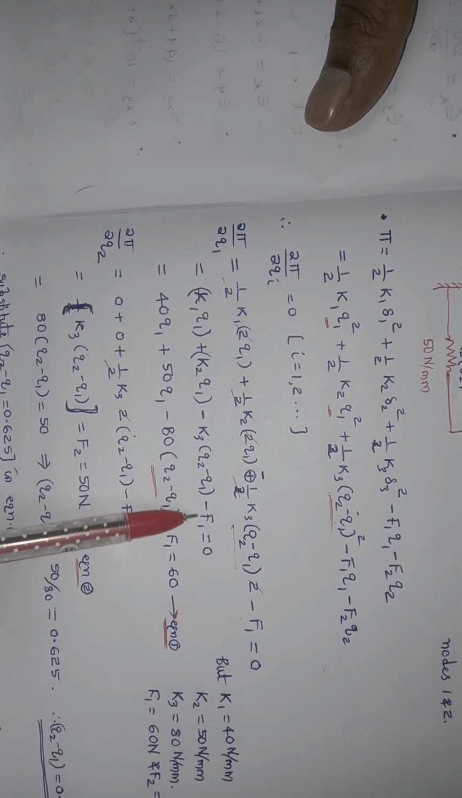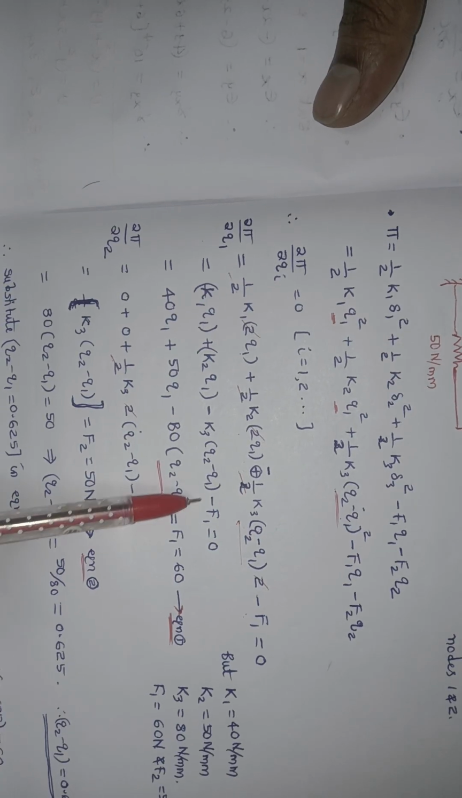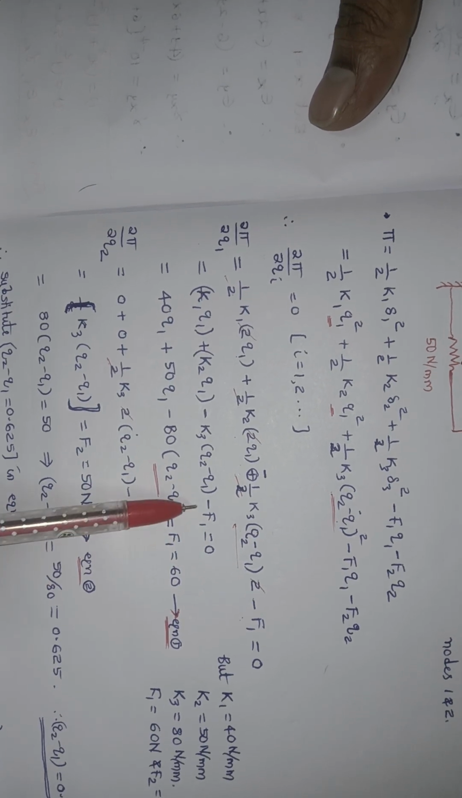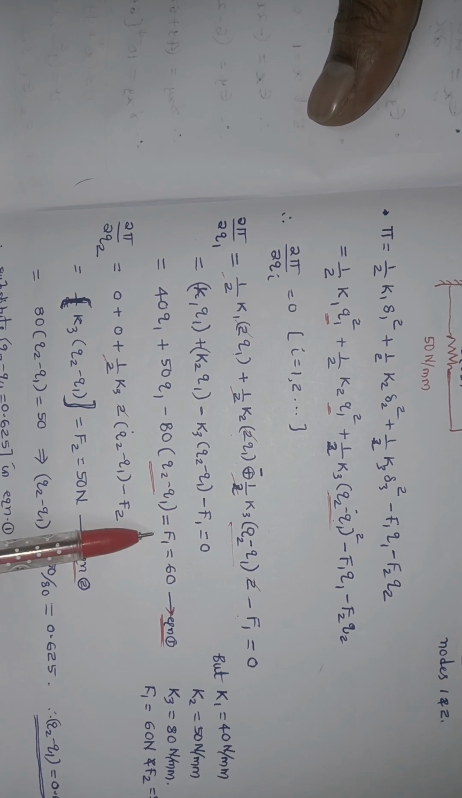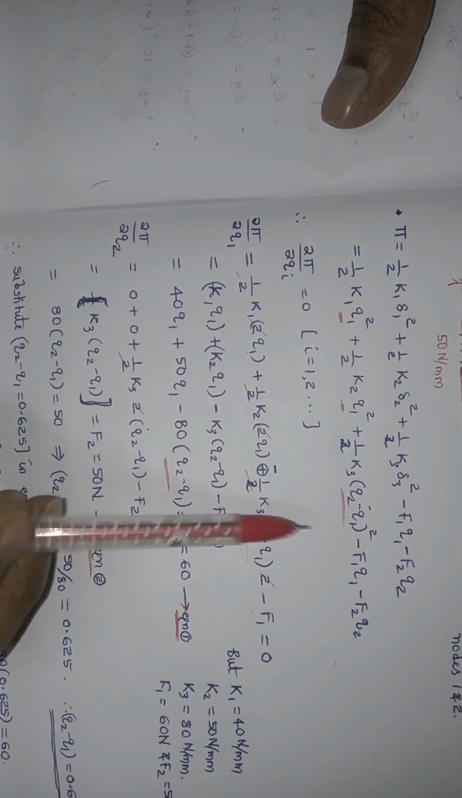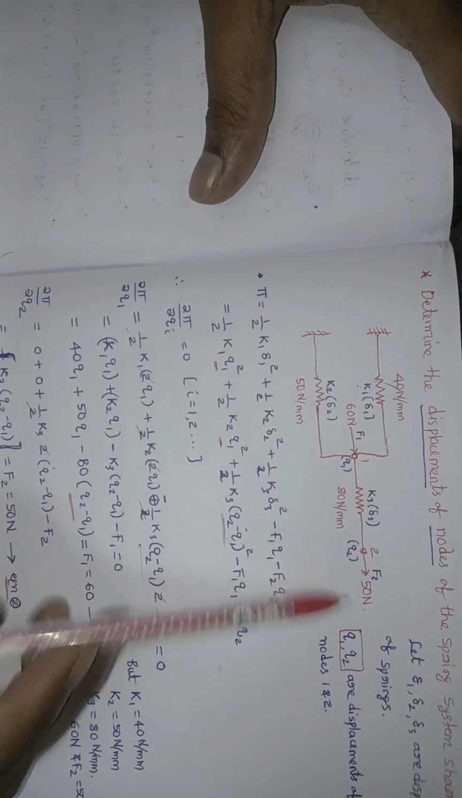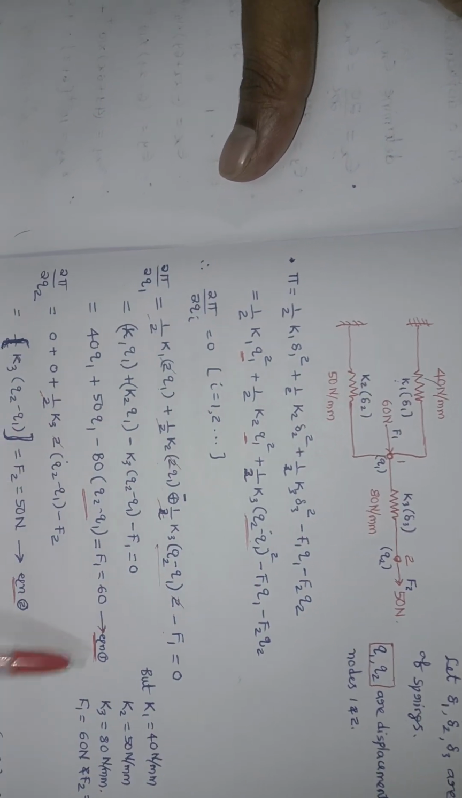The same value, I have changed into the other direction. This is minus, it will be plus if you go to the other side. F1 is equal to 60 Newtons, here F2 is equal to 50 Newtons. Let us take this one as equation number 1.